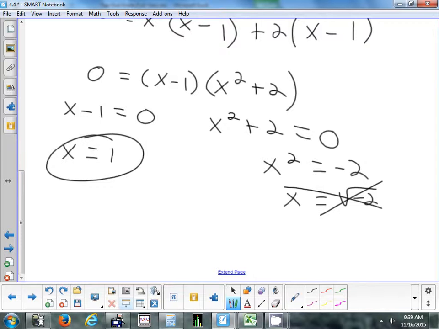You don't even have to write extraneous. If you want, you can write extraneous. We just leave it like that. But yeah, make sure you cross it out. On the test, if you forget to cross it out, you'd lose a point for that part.